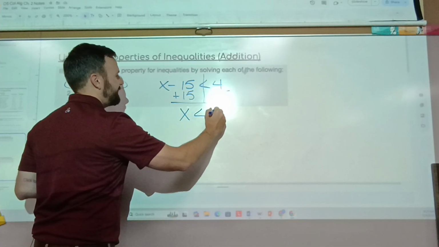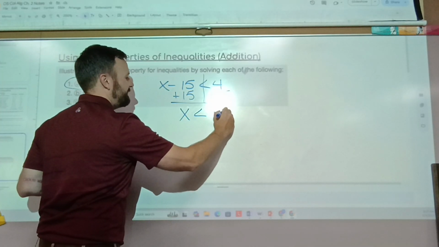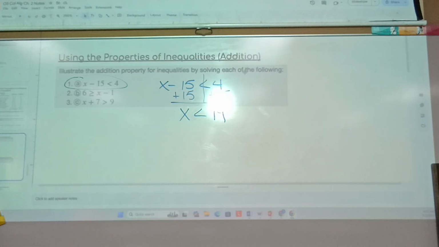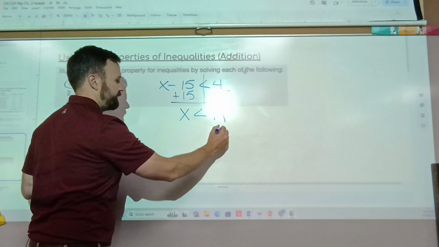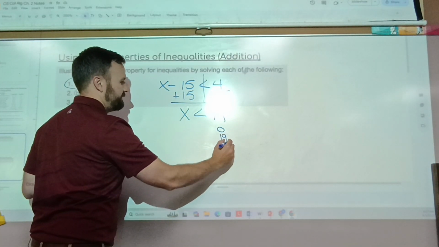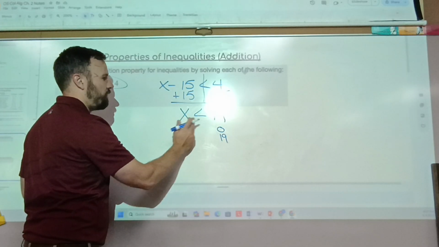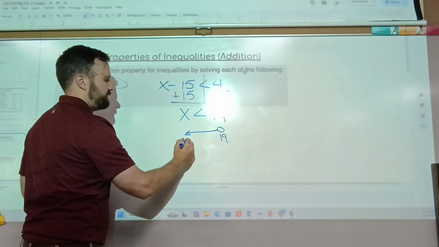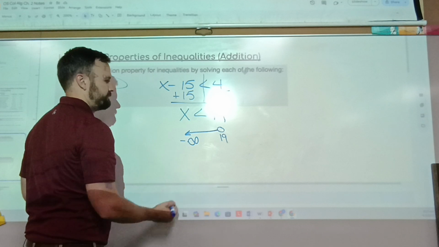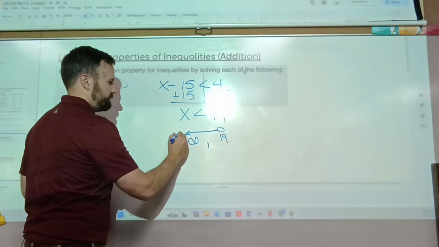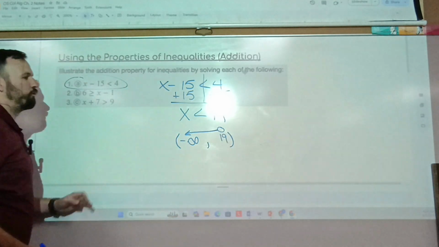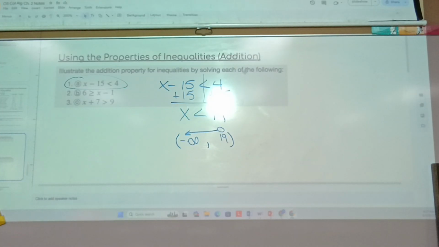So x is less than 19. Now that's a good answer. A great answer is going to be in interval notation. Open dot at 19. x is smaller than 19, so I'm going to negative infinity. Parentheses, parentheses, because open dot. That's it.